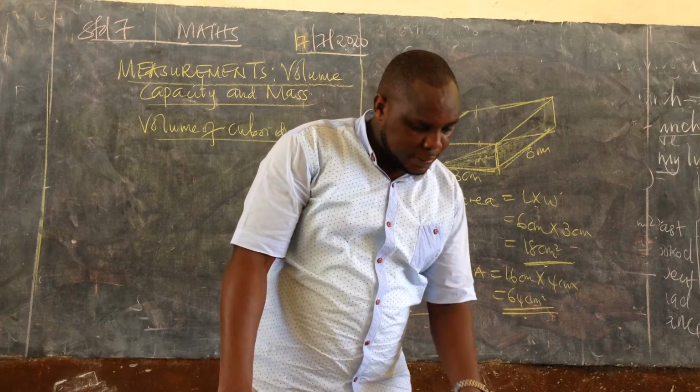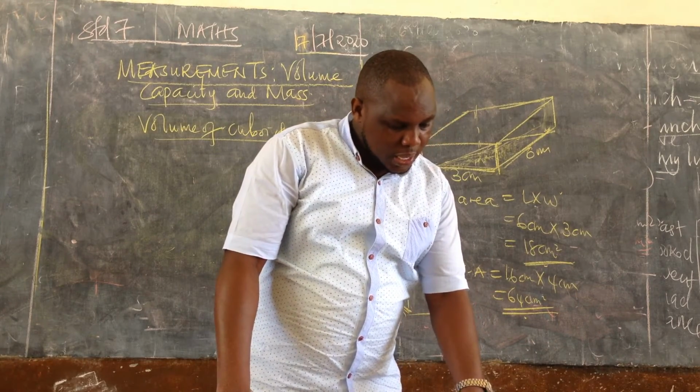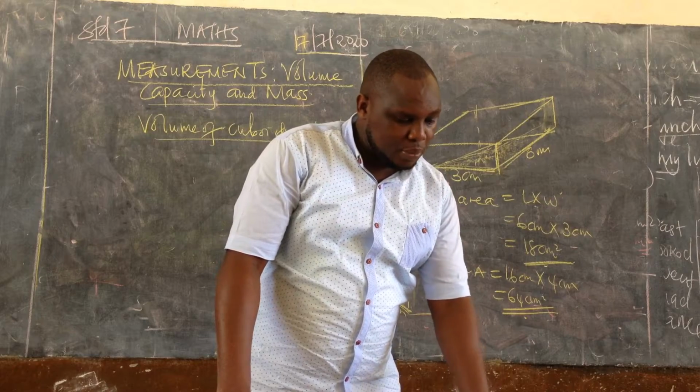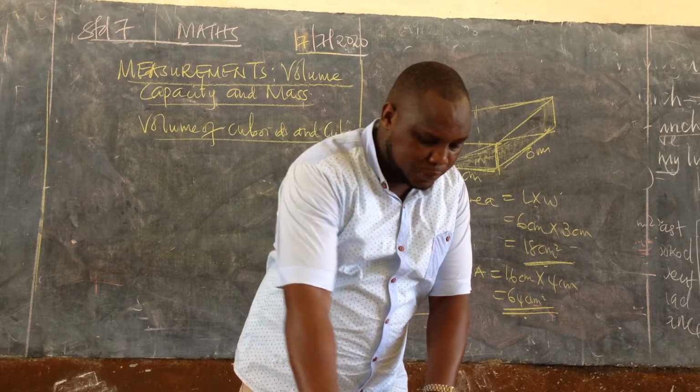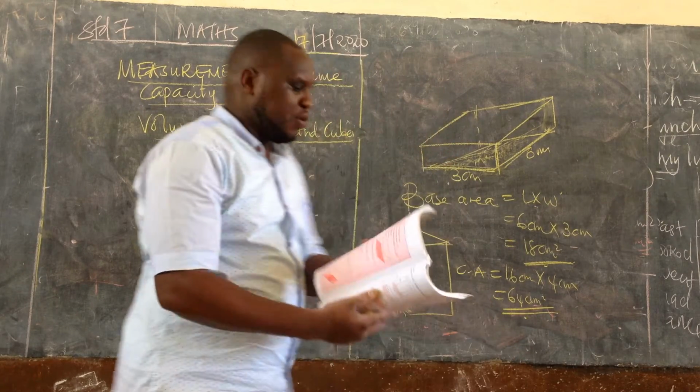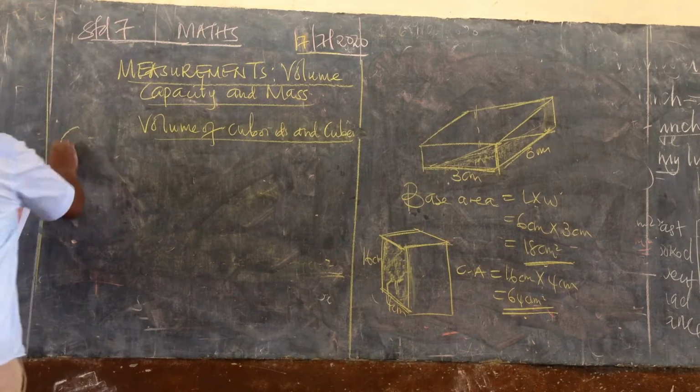You can also be given a rectangular room. I'm going to give an example. A rectangular room is 6 meters long. Let me write this, very, very important. Question.